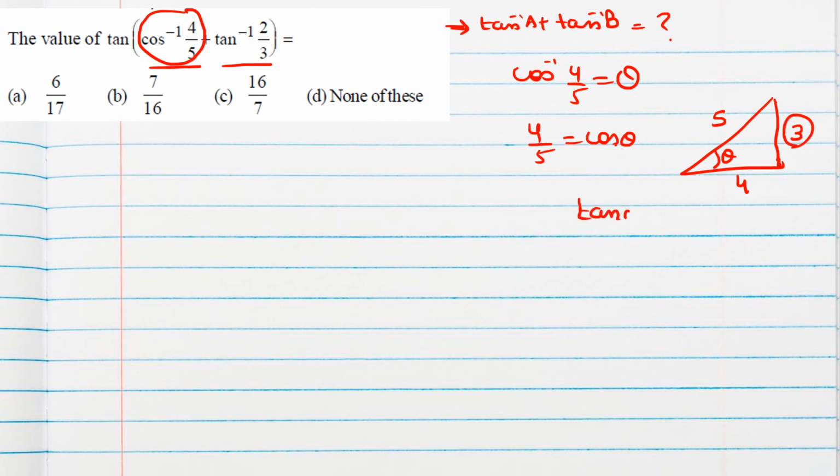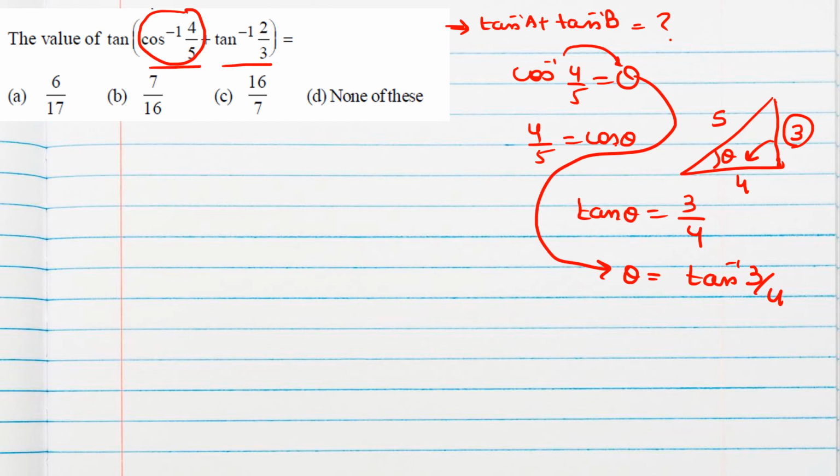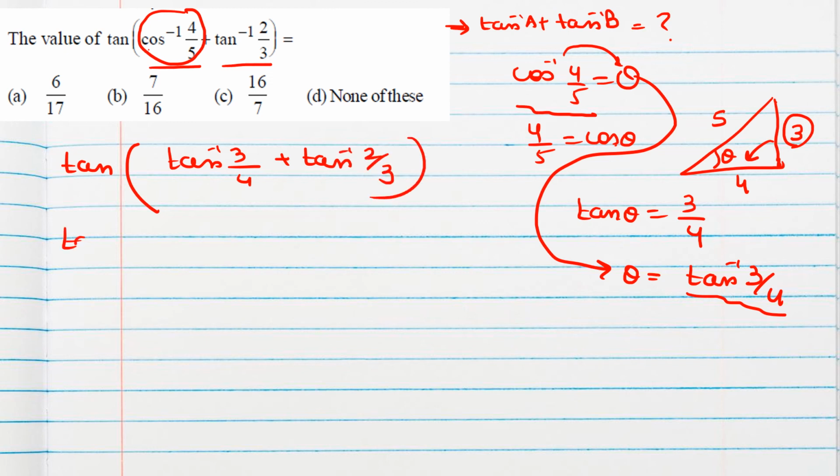So tan theta will be opposite by adjacent, 3 by 4. So theta will be tan inverse 3 by 4. So cos inverse 4 by 5 is theta, but theta is tan inverse 3 by 4. That means instead of cos inverse 4 by 5 here, we can write tan inverse 3 by 4. Now we can apply the tan inverse A plus tan inverse B formula. According to that formula, it is A plus B over 1 minus AB.